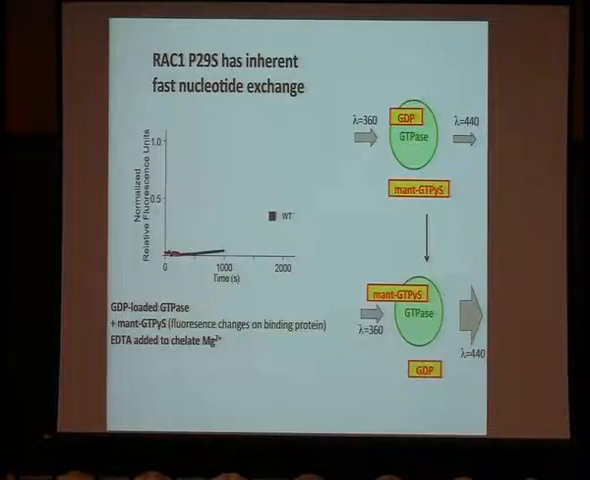So one of the assays we did was to use a fluorescent GTP loading assay. The way this assay is done is GDP-loaded GTPase is incubated with a fluorescently tagged GTP that's non-hydrolyzable. As the GTPase inherently releases GDP through its natural breathing, the fluorescently tagged GTP is able to bind. What that does is cause an increase in fluorescence. So you can see here for the wild-type protein, there's very, very slow exchange of GDP for GTP.